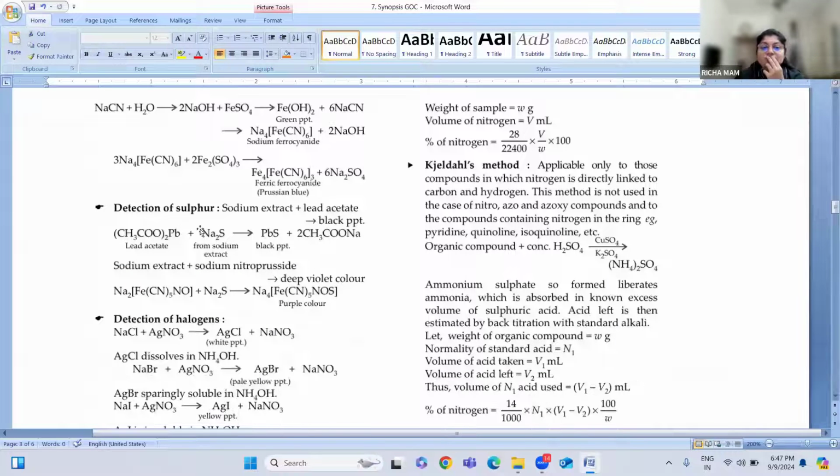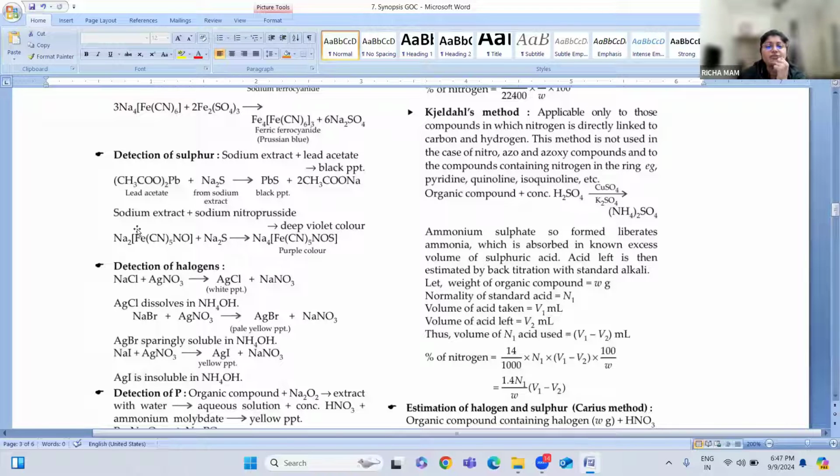Now, if there is a presence of sulfur, what you have to do? You have to take the same sodium extract and add lead acetate. If sulfur is present, it will convert into a black precipitate. So the lead precipitate is due to the formation of lead sulfide, that is PbS.